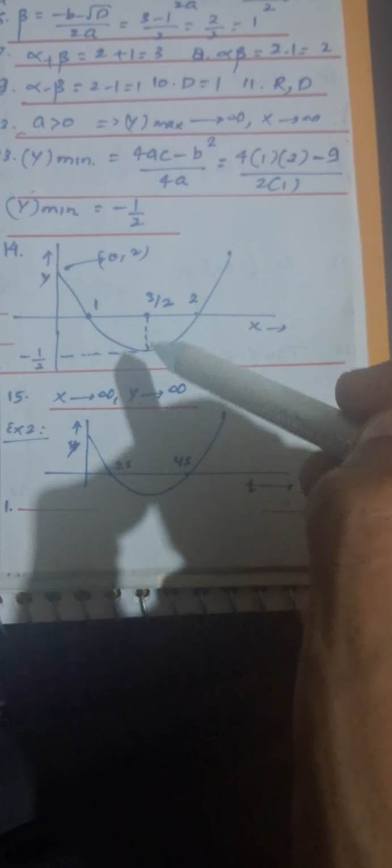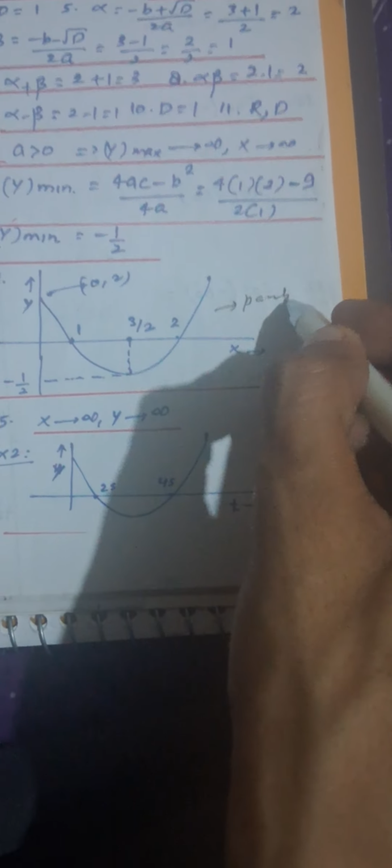So the vertex of this parabola will be at the midpoint of 1 and 2, which is at 3 by 2. And we have already calculated y minimum as minus half. So in this way we can plot the graph itself. The graph here is a parabola. It will be like this, opening upward towards plus y axis.